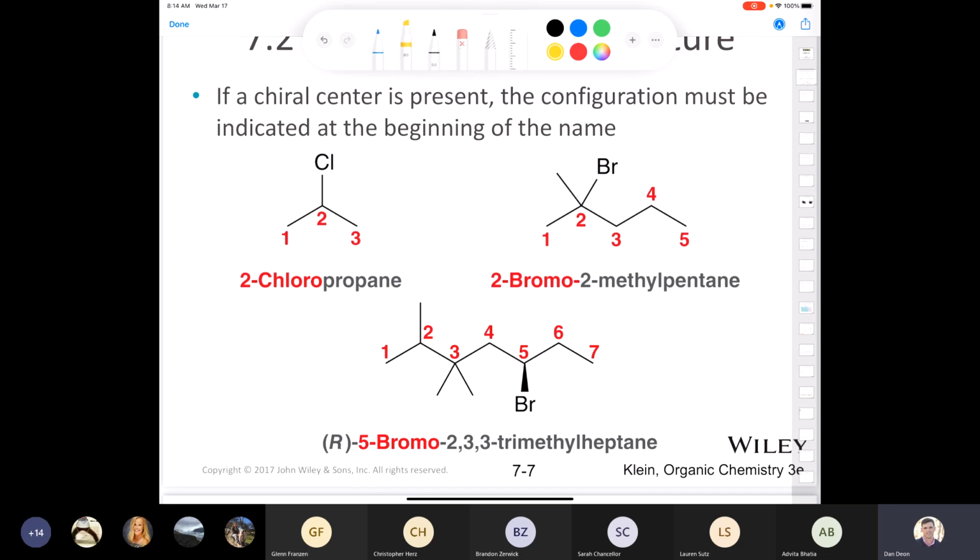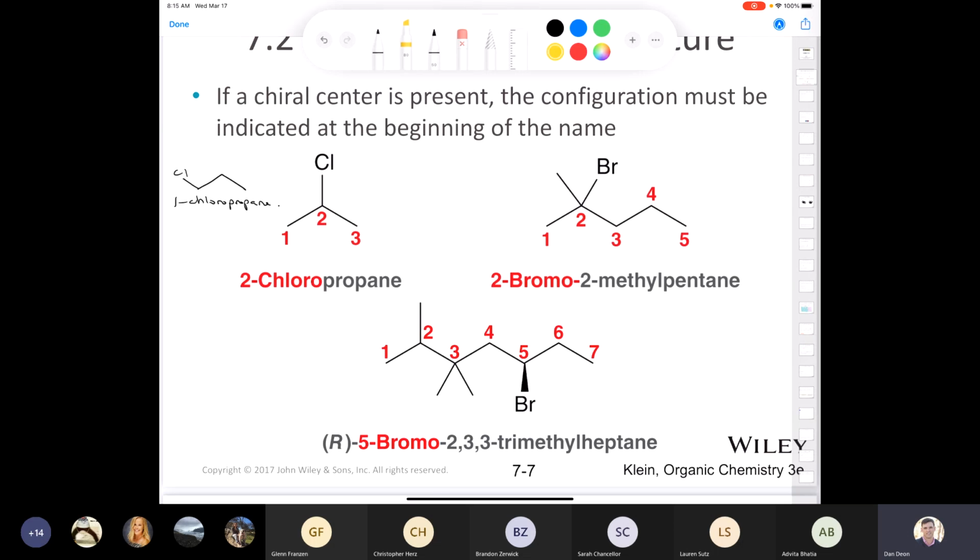Stereochemistry is going to be very important in this chapter, and we're going to touch on that today. Again, if you have a chiral center, you have to denote that in the name. So let's take a look at some examples here. The longest carbon chain here has 3 carbons. So we have a propane and we have a chlorine on the second carbon. So that would be 2-chloropropane. If you were to have 1, 2, 3 carbons like this and put the chlorine over here, that would be 1-chloropropane. So it gets you into the rhythm of it already.